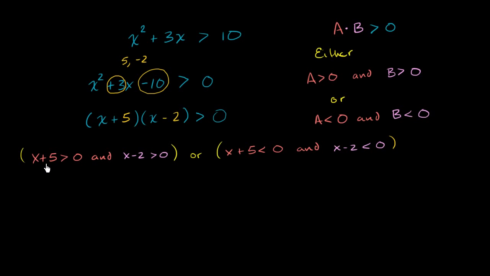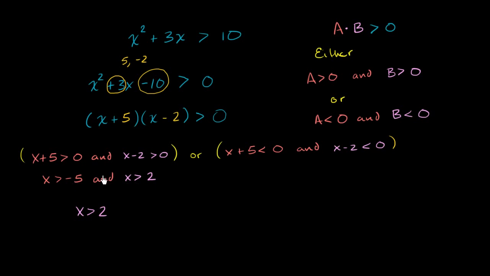So let's look at this. Either they're both positive. So if both of these expressions are positive, what do we know about x? Well, if you subtract 5 from both sides of this inequality, you get x is greater than negative 5. And if you add 2 to both sides of that inequality, you're going to get x is greater than 2. So if x is greater than negative 5 and x is greater than 2, what do we know about x? Well, any x that's greater than 2 is going to be greater than negative 5. So we could just simplify this right over here to saying that x is greater than 2. So all of this is equivalent to saying, well, x is greater than 2. Because clearly anything that is greater than 2 will satisfy that.